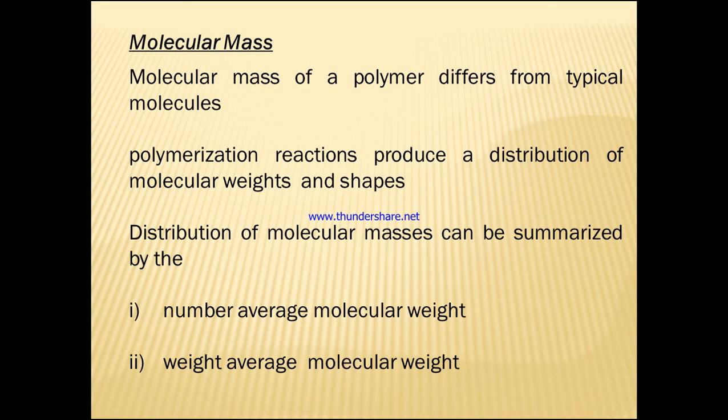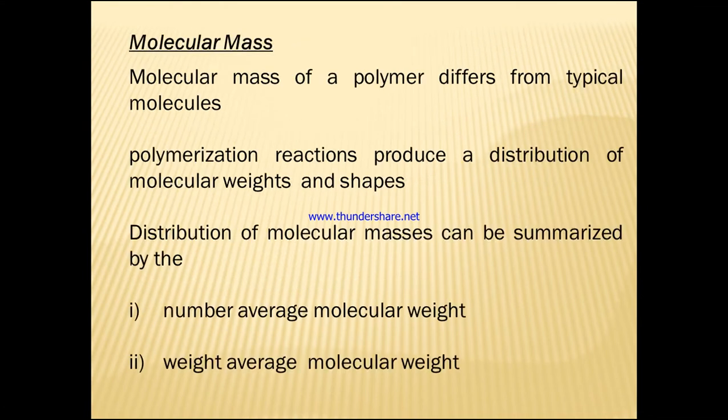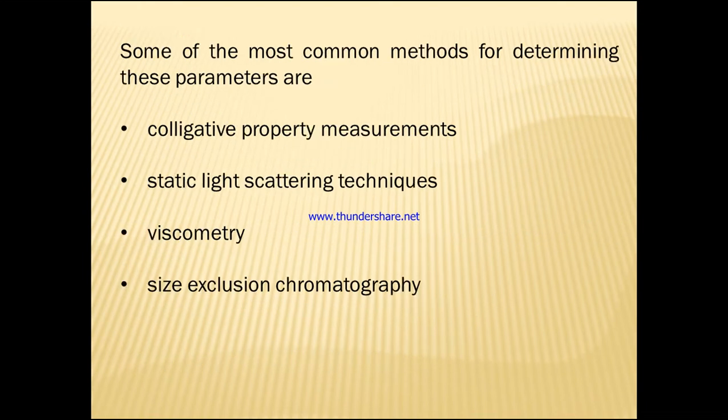So we determine the molecular mass by the number average molecular weight or the weight average molecular weight. For this we use properties and techniques such as colligative property measurements, static light scattering techniques, viscometry, and size exclusion chromatography. Whatever I am explaining right now is out of syllabus, but you should know these before going for the actual characterization techniques.